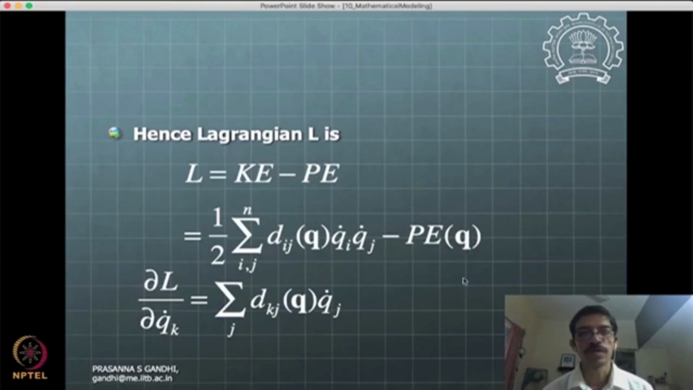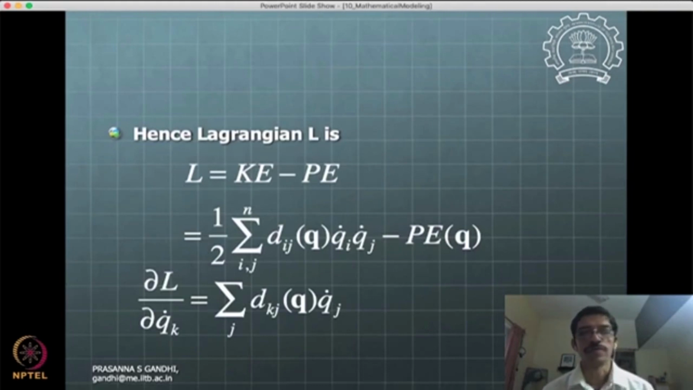Q is a vector. It may depend on all the generalized coordinates, but the derivative of q will not appear in the potential energy terms in general, for mechanical rigid body systems. Then we start taking the first partial derivative of L with respect to q dot. So this will have this form. Now how this form comes, you need to think about that. It's not straightforward or trivial that this will be there.